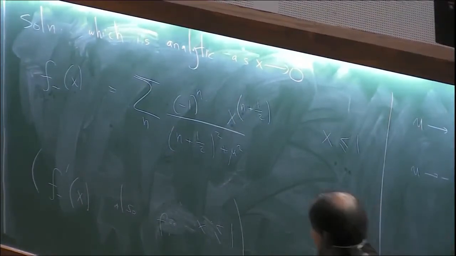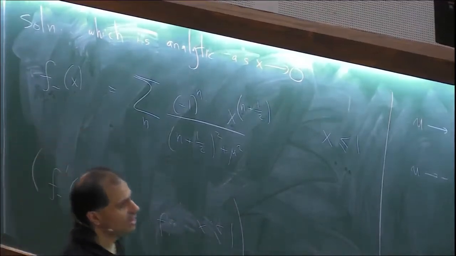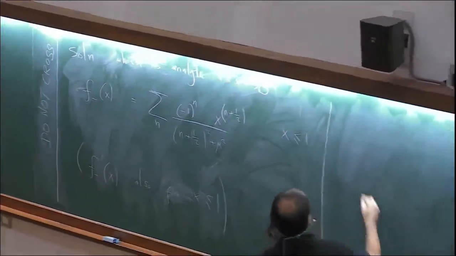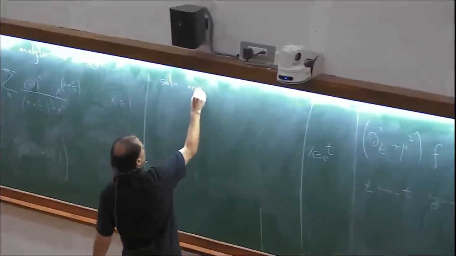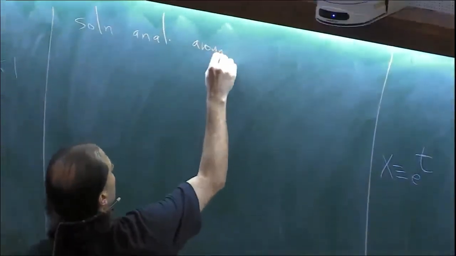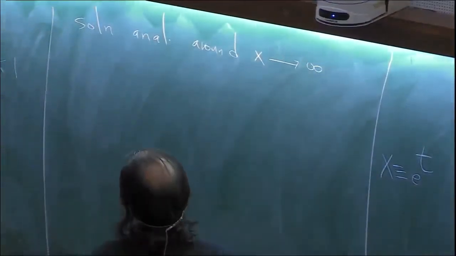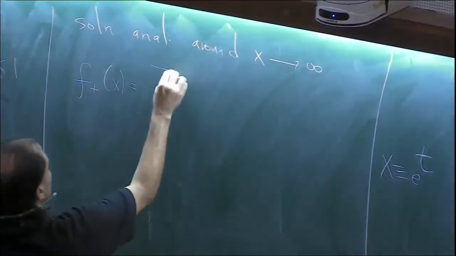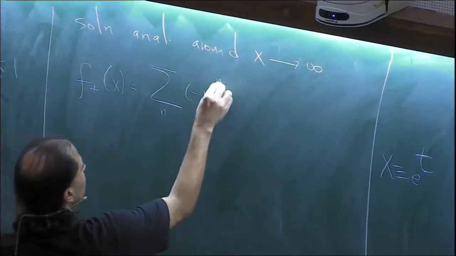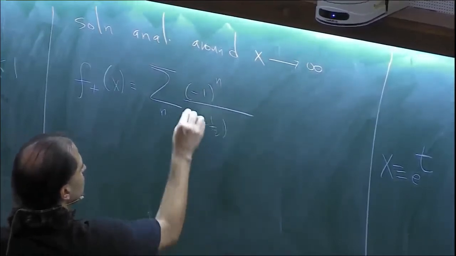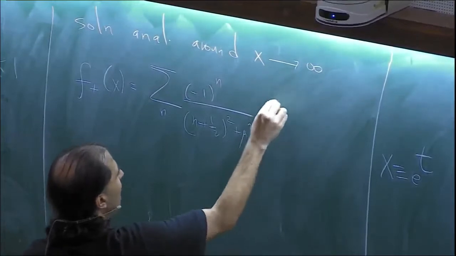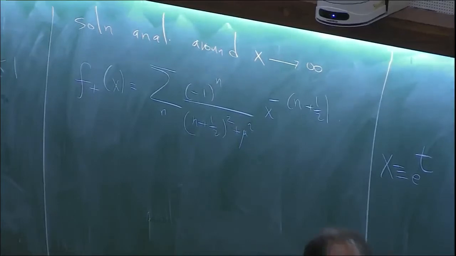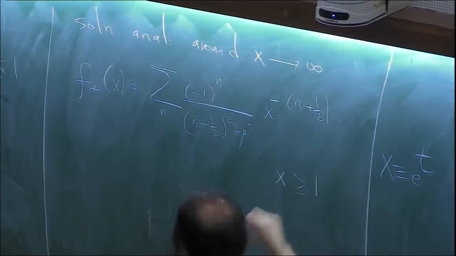Well, let's first write down the other obvious solution, which is analytic around x goes to infinity. So we have a solution analytic around x goes to infinity, which is f plus of x equal to the sum over n of minus 1 to the n over n plus a half squared plus mu squared, x to the minus n plus a half. And this is valid when x is greater than or equal to 1.